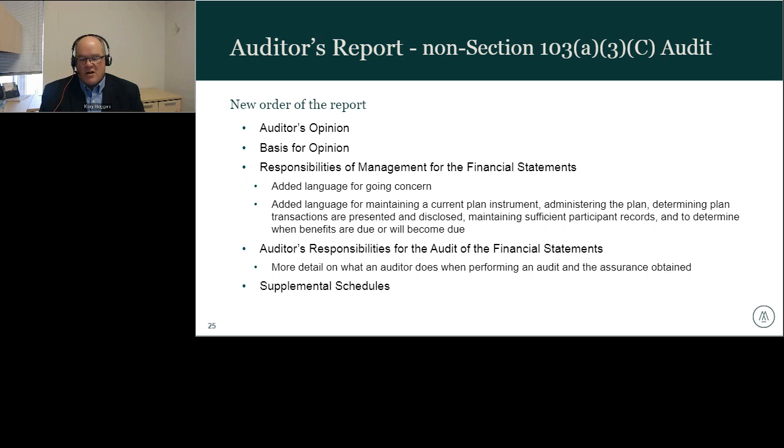There's a lot more detail on what we do as your auditors and our responsibilities. And then finally, there's a section on supplemental schedules that really lays out more about what the supplemental schedules are and the fact that we as auditors, on a non-103 audit, are issuing what we call an in-relation-to opinion, that the supplemental schedules are accurate and complete in relation to the audited financial statements.